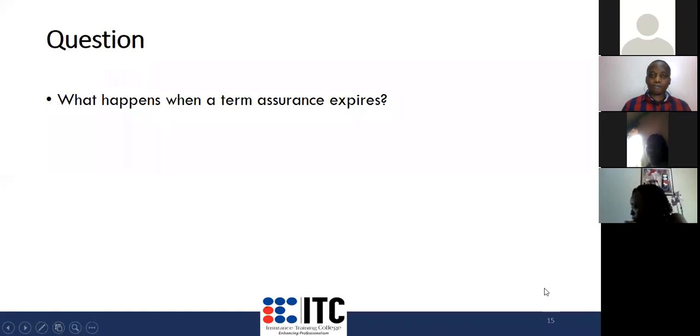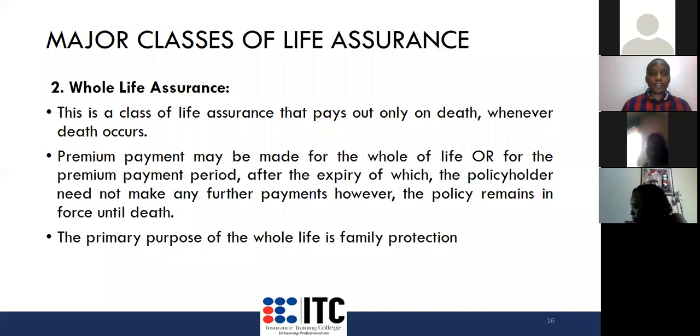Okay, for the interest of time, I think this is a very simple question. What happens when a term assurance expires? All benefits cease for both the policyholder and the insurance company. That's what happens. So there's no payout on expiry. Yeah. So the second class, since there are no questions, we can move on.